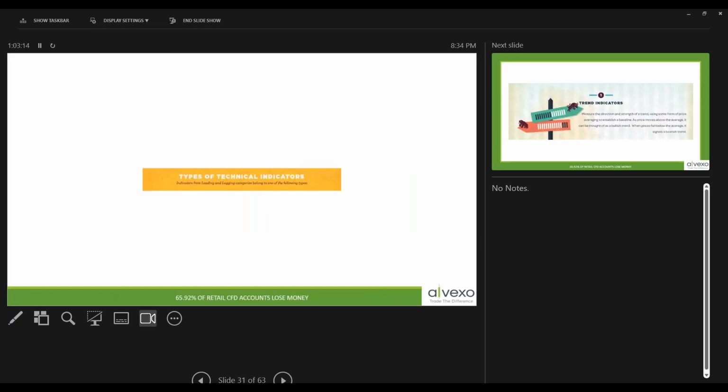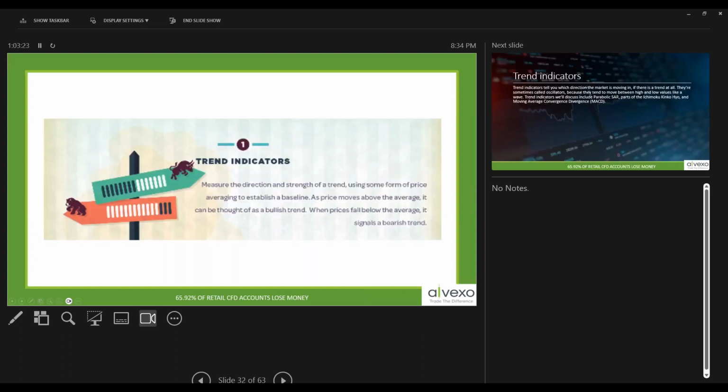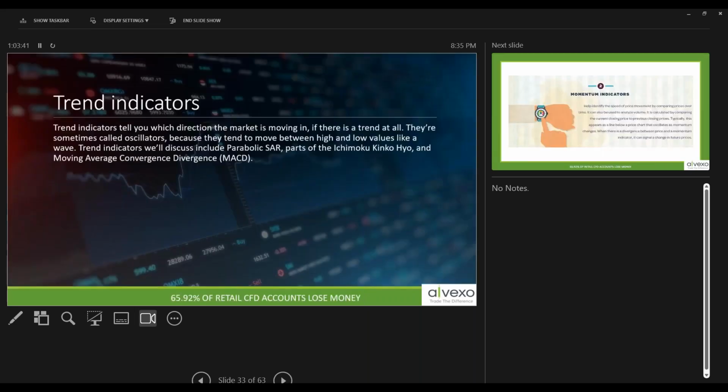So now we can break these down into categories, because it's important to know what category your indicator falls in so you're not using redundancy. The most important or the leading indicators you should look at are trend indicators. Trend indicators measure the direction and strength of a market using some form of price averaging to establish a baseline. Trend indicators tell you which direction the market is moving and if there is a trend at all. They're sometimes called oscillators because they tend to move between high and low values. These include things like parabolic SAR and moving average convergence and divergence.